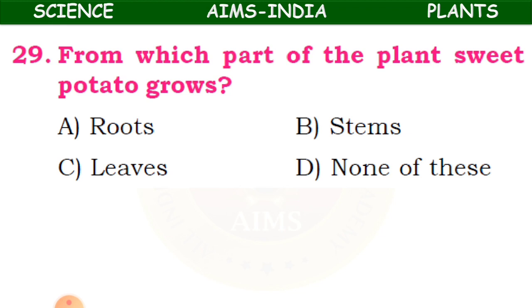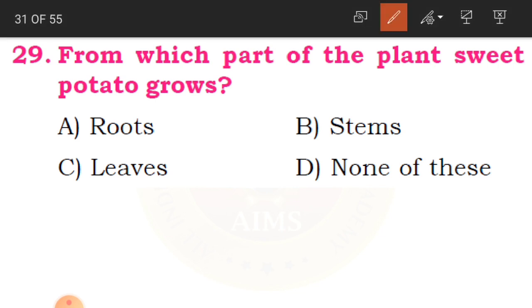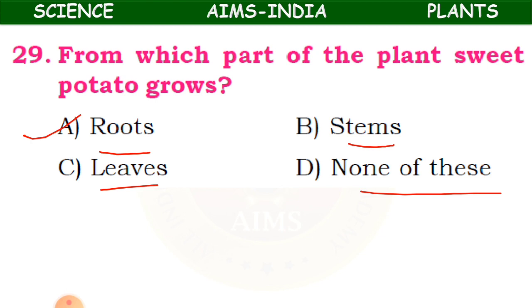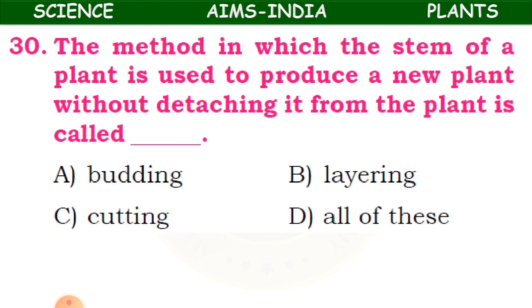From which part of the plant does sweet potato grow? Okay children, this also we have come across, so it must be very easy for you to give the answer. Whether from roots, stems, leaves or none of these. Potato grows from the eyes. Here, sweet potato grows from the roots. Okay children, clear? Now the last question for today.